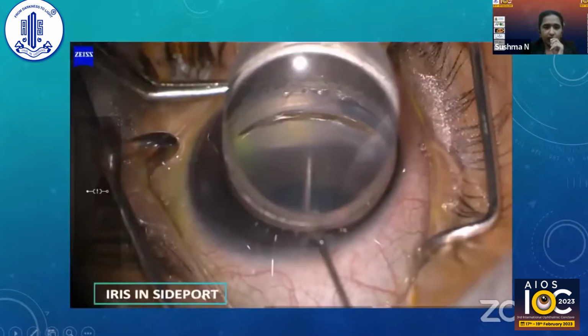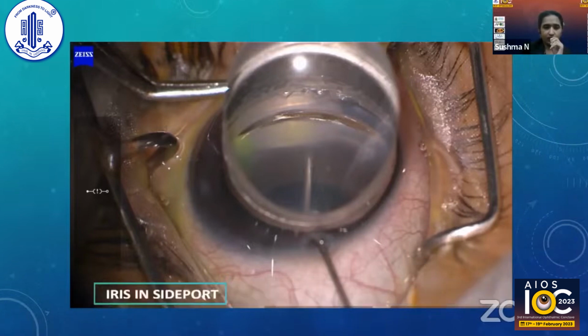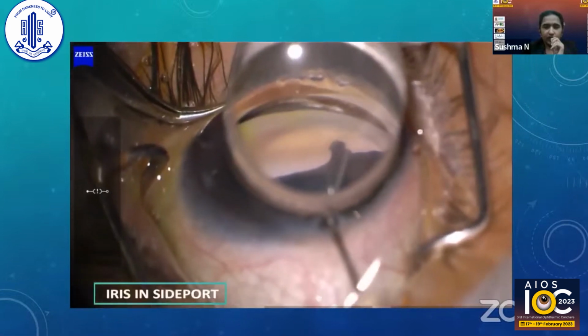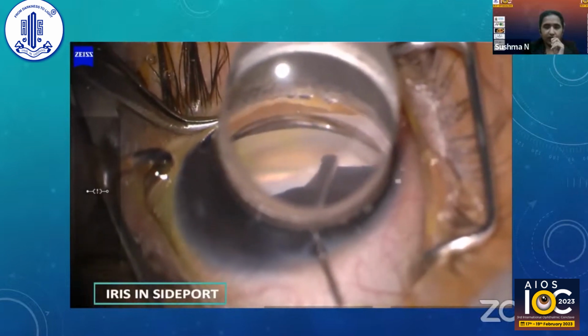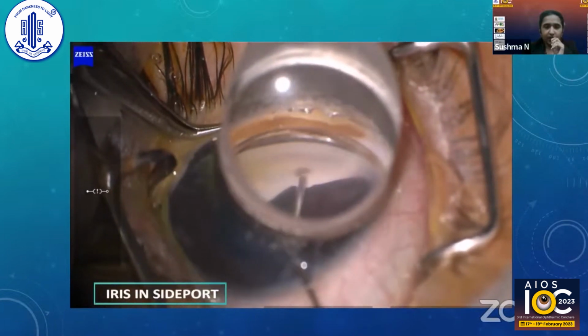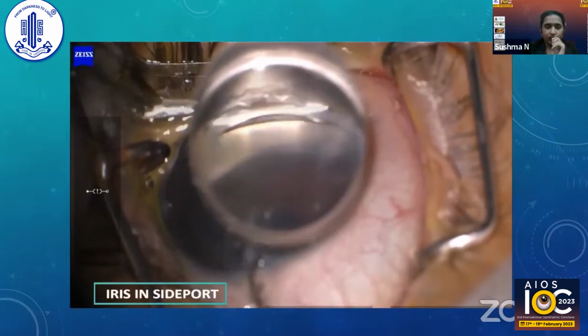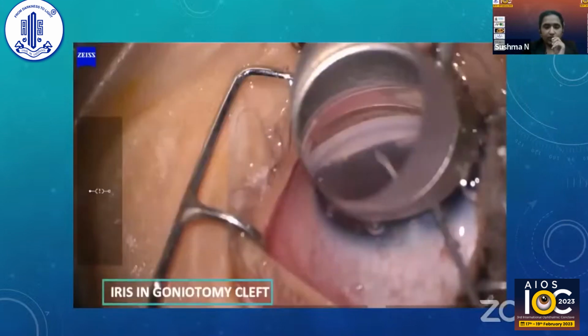This is another complication which we saw during the examination under anesthesia. In all patients of goniotomy, we generally do the EUA at 1 month, and at 1 month EUA we saw this iris was stuck in the side port. So what we did, we gently removed this stuck iris from the side port, and again after injection of viscoelastic material, we performed the goniotomy. Here one take-home message is we have to make this side port a little towards the corneal side so that iris will not get stuck in the side port.